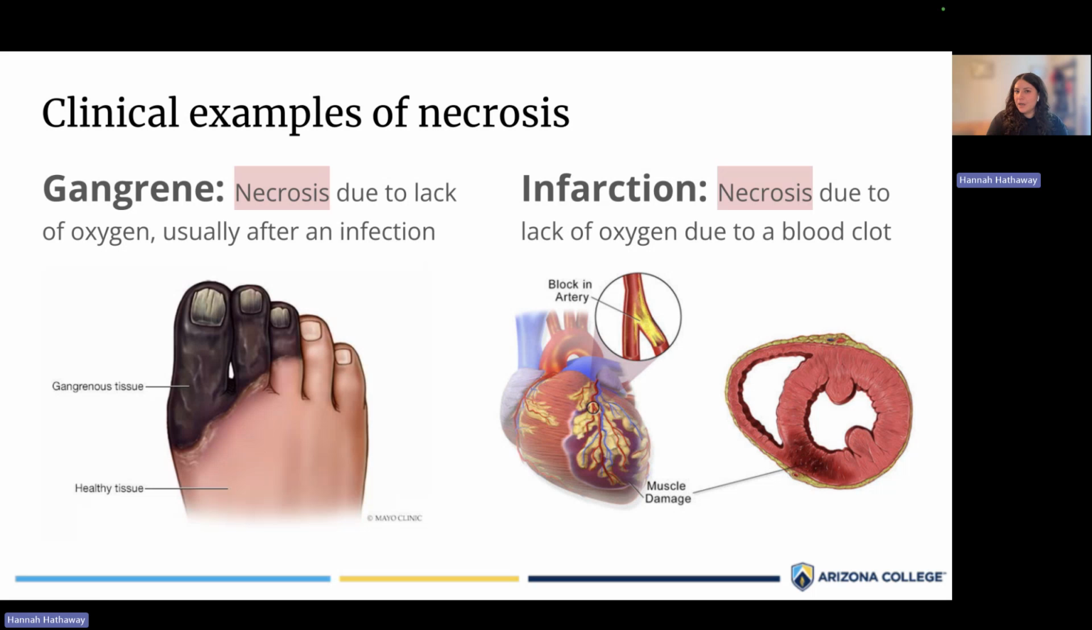Most common one is a myocardial infarction, commonly known as a heart attack. So this would be lack of blood flow to the heart muscle, which causes ischemia and prolonged hypoxia. That makes that tissue die, necrotic cell death, and then that causes a heart attack. So it's permanently damaging the heart tissue.